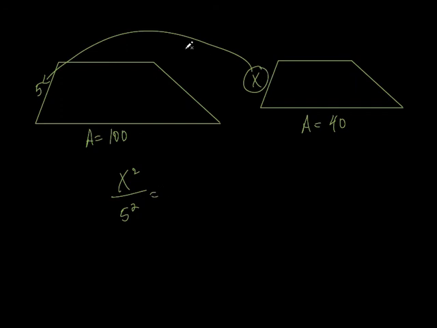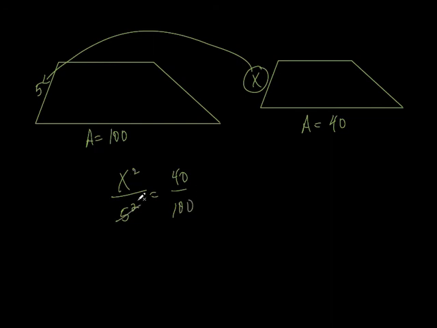So if I compare the right side to the left side, let's do the same thing with the area. Now I don't have to square the area. And you say, why not? Well, it's because it's not in our formula. So this is x squared over 5 squared. This is just going to be 40 over 100.